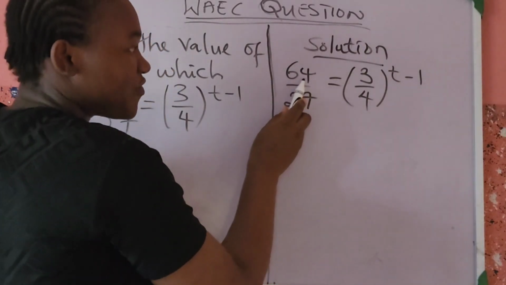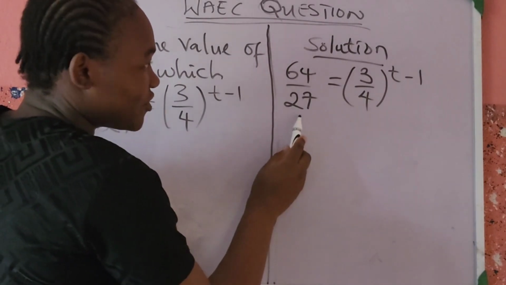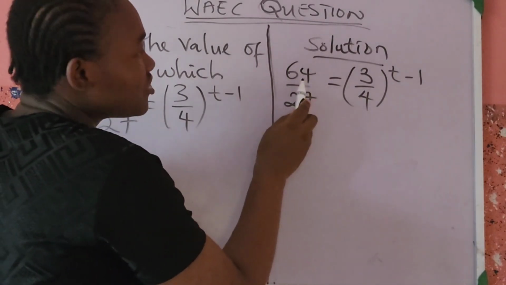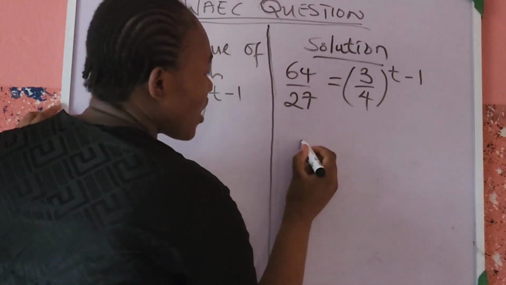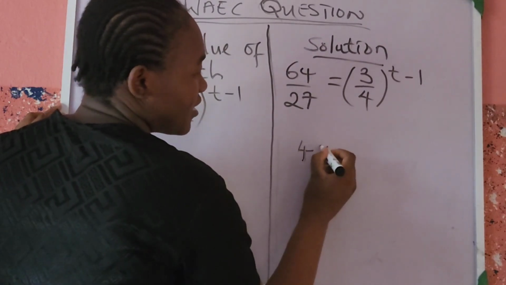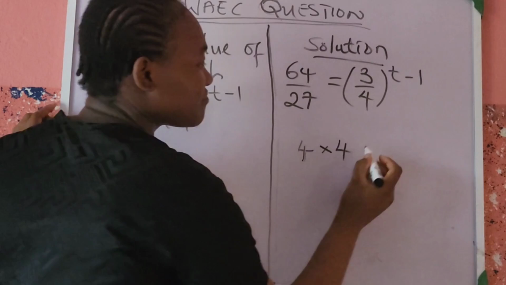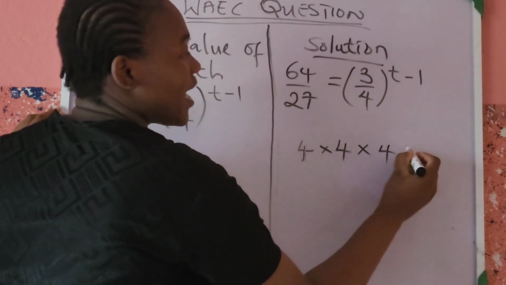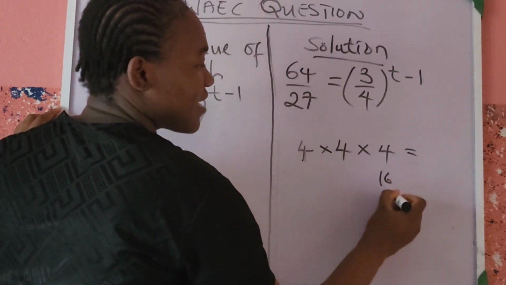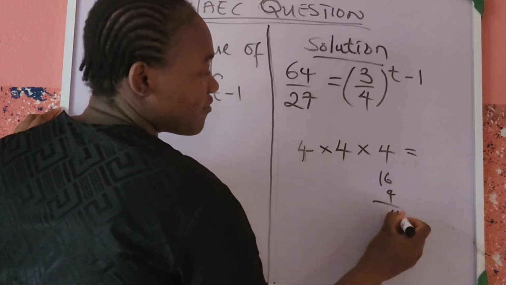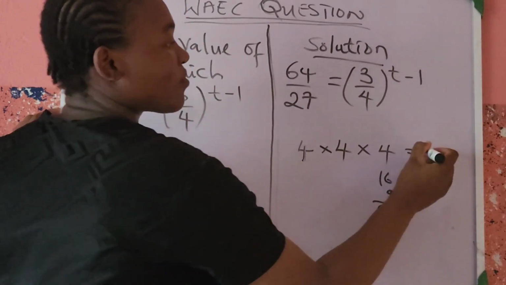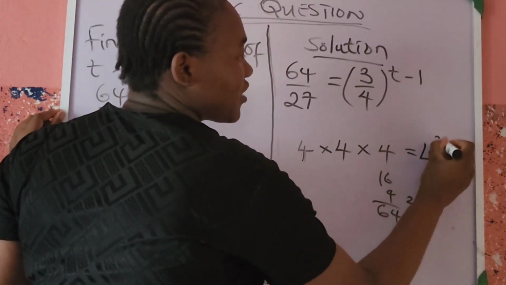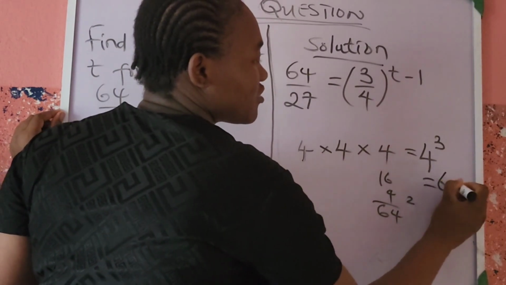Now we have 64 and we have 27. What can we actually do to reduce this 64 to look like this? Let's remember, 4 times 4 is 16, 16 times 4 is 64. That means 4 to the power of 3 is equal to 64.